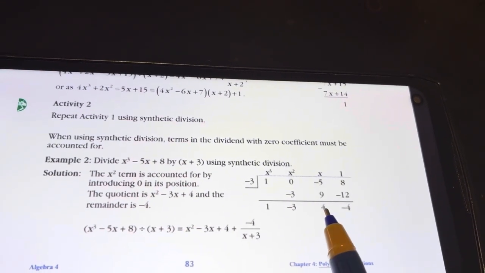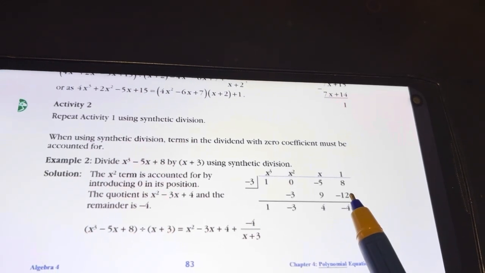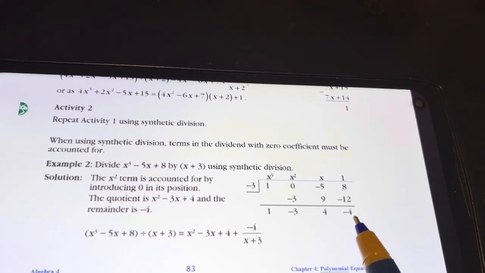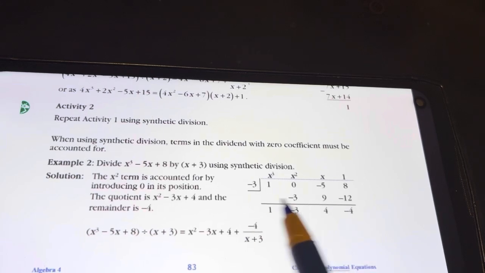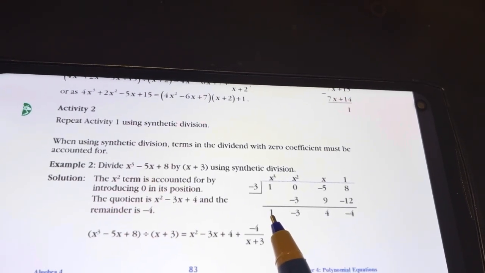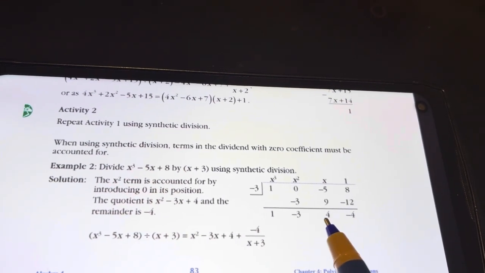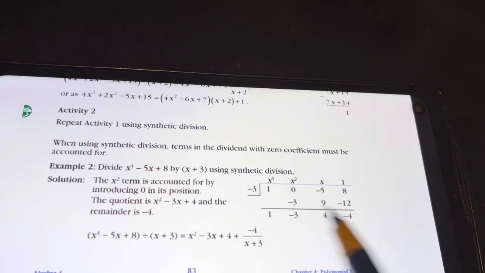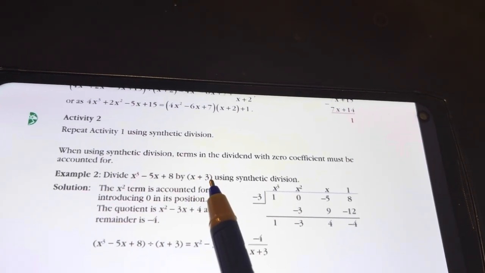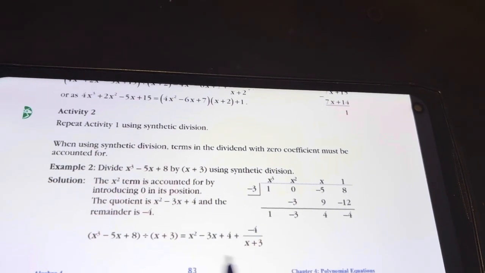9 minus 5 is 4. 4 times minus 3 is minus 12. Minus 12 plus 8 is minus 4. So your equation will be x squared minus 3x plus 4, and the remainder is minus 4 over x plus 3. So this will be your solution.